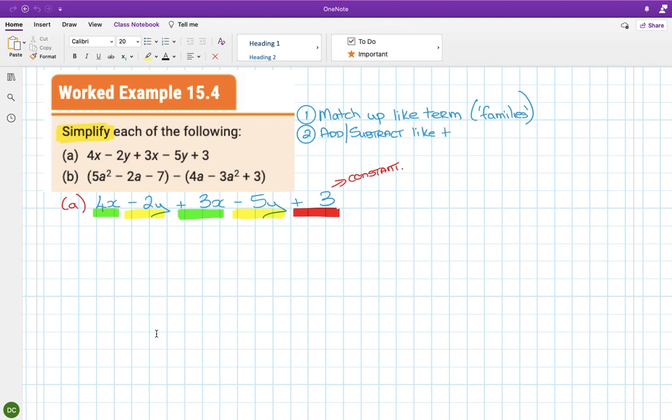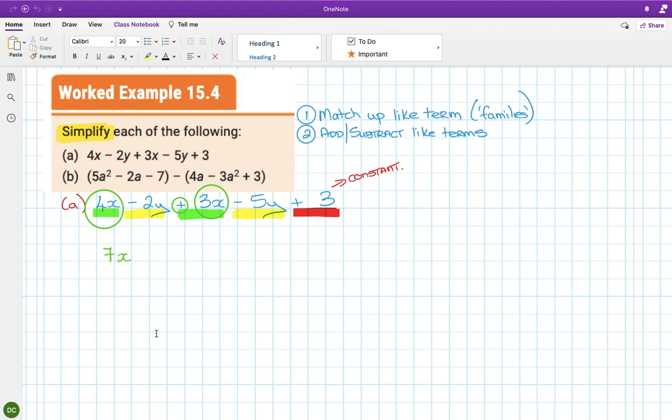So I need to add or subtract the like terms, okay? The way you do it is, let's look at the green first. We have 4 x's there plus 3 x's. So in total, how many x's do we have? We have 4 and 3. So that means in total we have 7 x's in total.